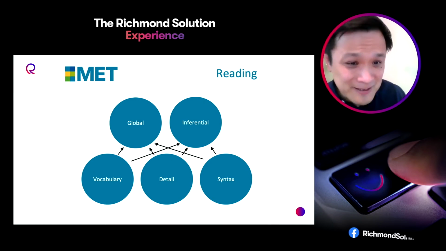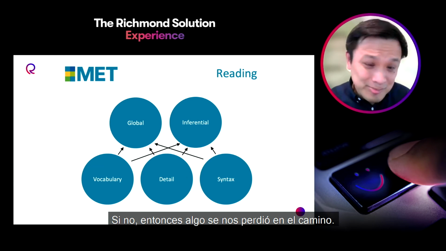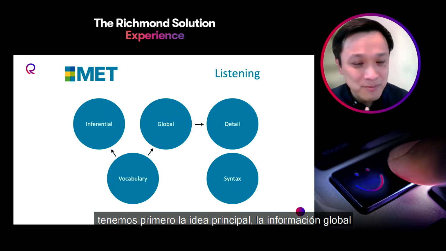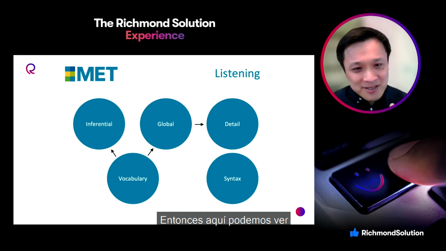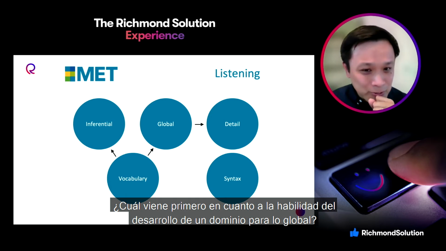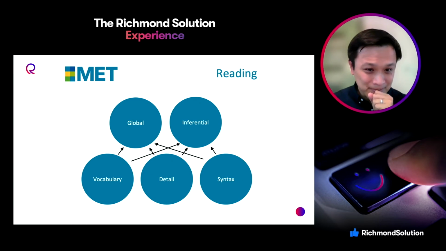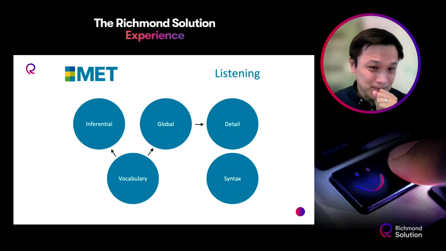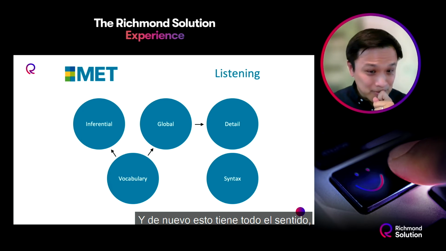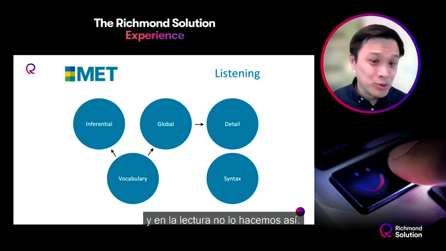And so it kind of makes sense. In reading, you pick up all the details, and because of that, you're able to read for global information. If you're not, then some things get lost along the way. Whereas in listening, you actually get the main idea first, the global information, and it's after that that the details come. So you can see, what did we say earlier about listening and reading? Which one comes first for the ability to develop a mastery in listening or reading for detail? Remember, in listening, you develop mastery of detail later than in reading. And that makes sense. And for global, you develop mastery of it in listening earlier than in reading. And again, that makes sense. Because in spoken language, we actually lead with the main information, the global information. Whereas in reading, we often actually don't do that.